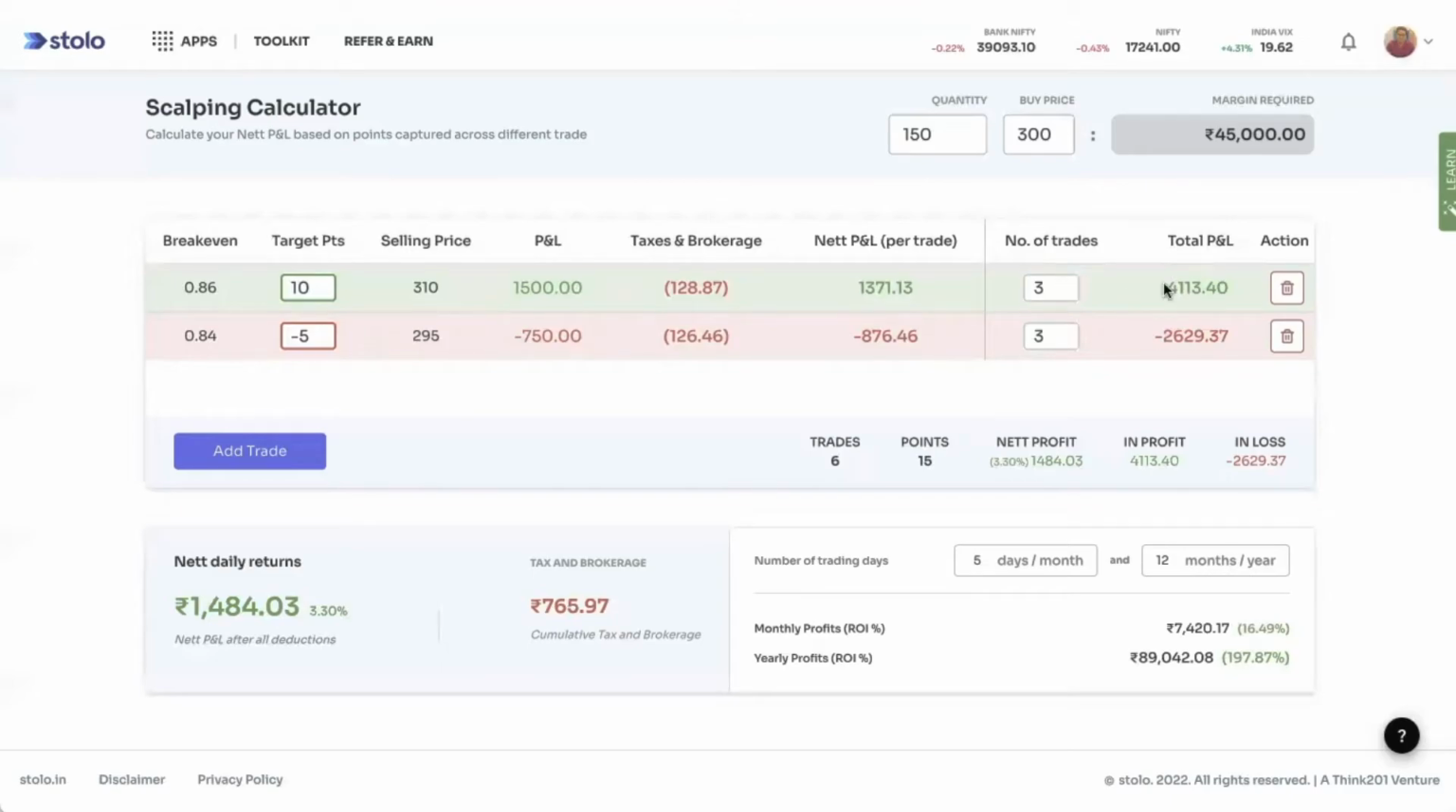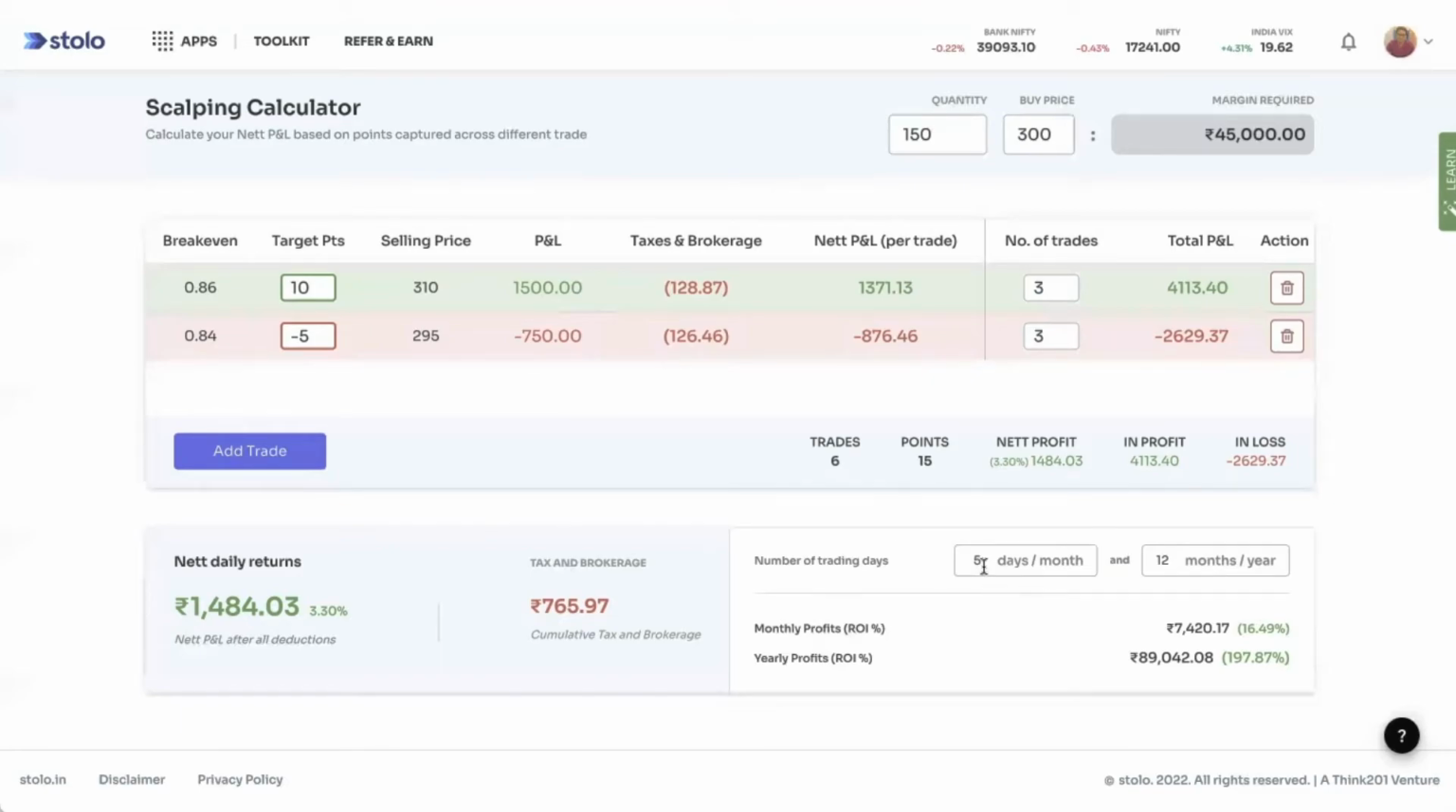So with that, your PNL would be 4,113 rupees, and the loss that you're making for this trade is 2,629 rupees. And then your net PNL for the day becomes 1,483 rupees, which is again not at all bad. And especially for somebody who is learning, or somebody who has capital of 45,000, getting a return of 3.3% is not at all bad. And once you start doing this, and once you have understanding of how things are working, you can definitely take more quick scalps.